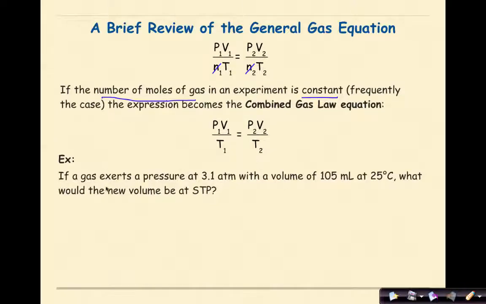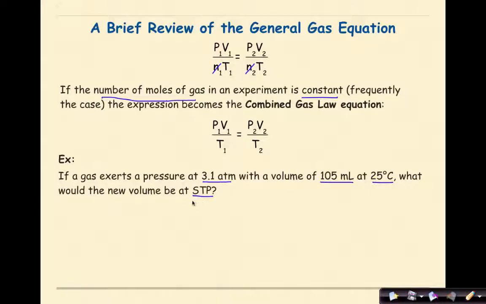Let's look at an example. If a gas exerts a pressure at 3.1 atmospheres with a volume of 105 milliliters at 25 degrees Celsius, what would the new volume be at STP?